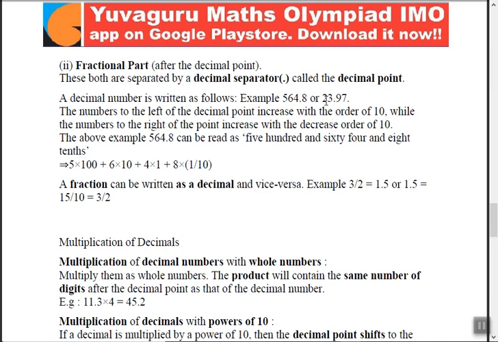Okay, say this 564.8. 5 into 100 plus 6 into 10 plus 4 into 1 plus 8 into 1 upon 10. It's not 1, it's 1 upon 10. A fraction can be written as a decimal or vice versa, means both can be interconverted. See this, 3 upon 2 means what? 2 ones are 2, so 1.5. So 1.5 is a decimal, 3 upon 2 is a fraction. So they can be converted to each other.